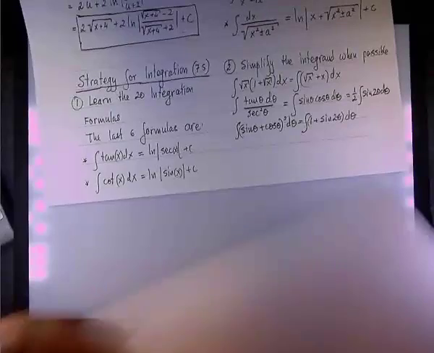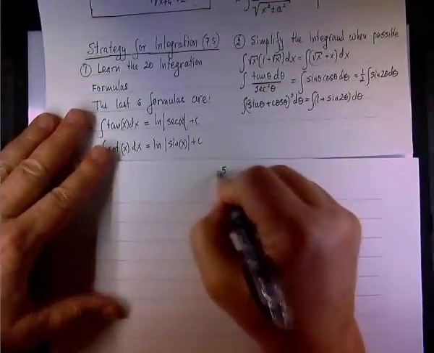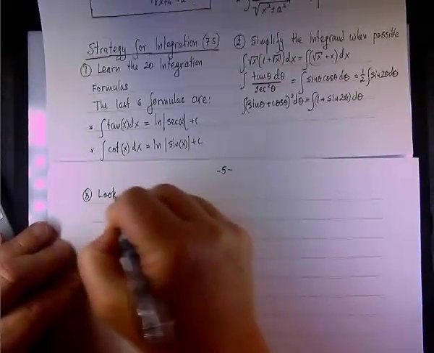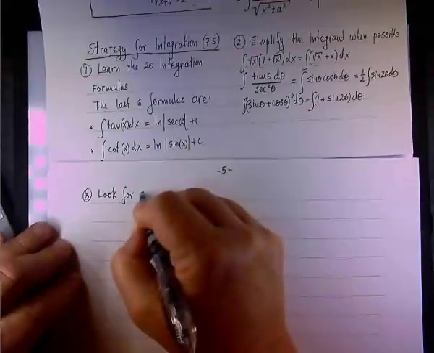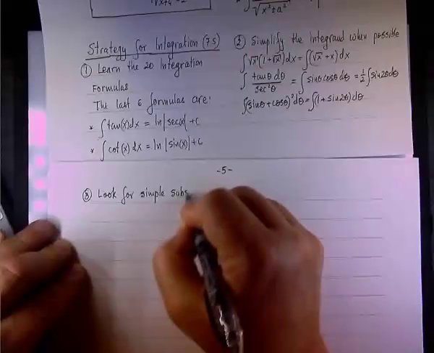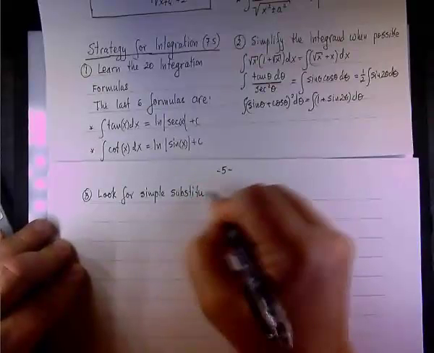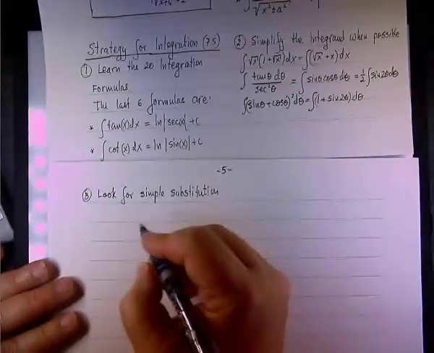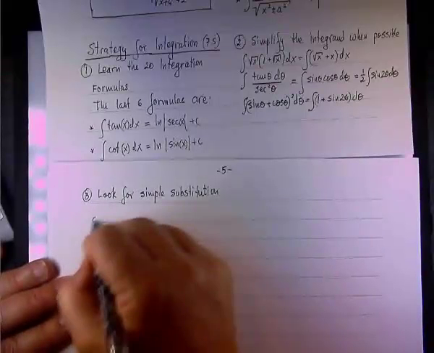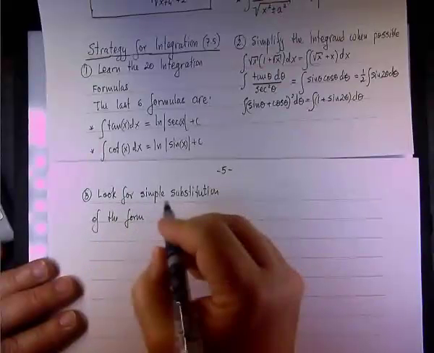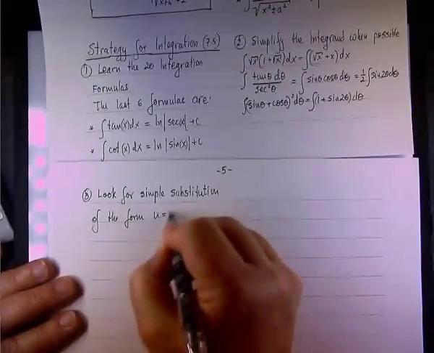I'll do one more strategy and I'll stop. What time is it now? Yeah, I have time. So the next strategy will be to look for obvious substitution. Look for a simple substitution.